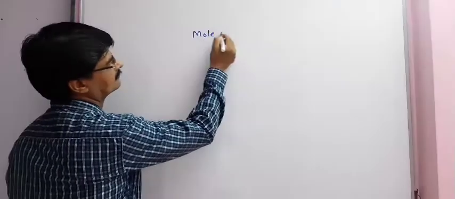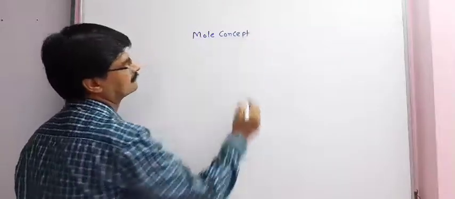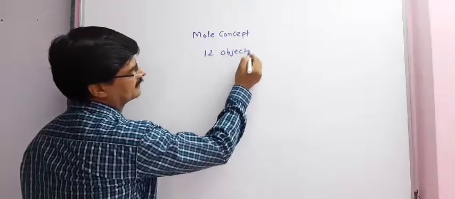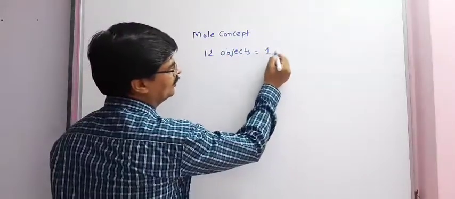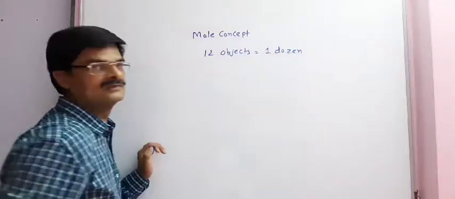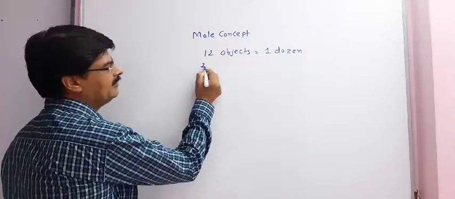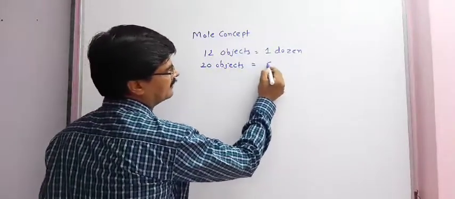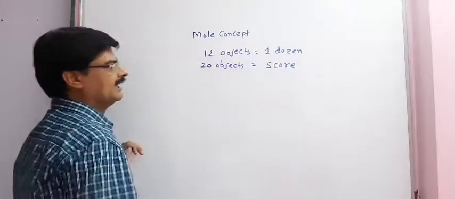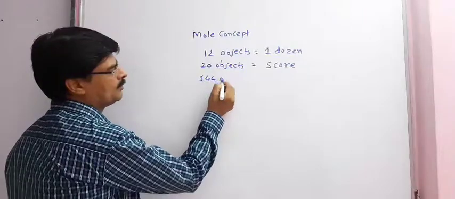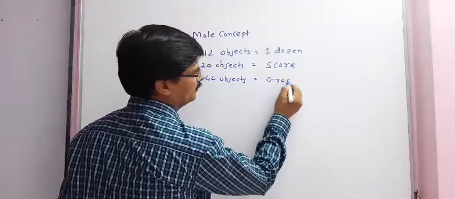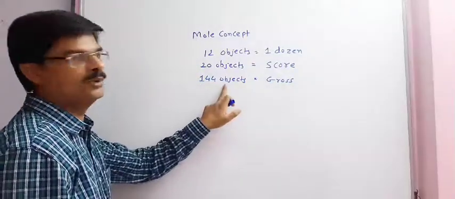Now we study the mole concept. When we say 12 objects, it is equal to 1 dozen. If we have 20 objects, then we say it is 1 score. And if it is 144 objects, then we say it is a gross. Meaning 1 gross is equal to 144 objects.